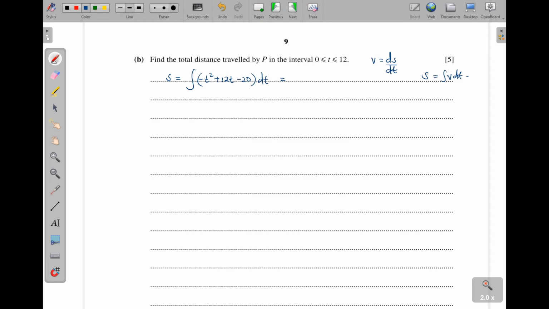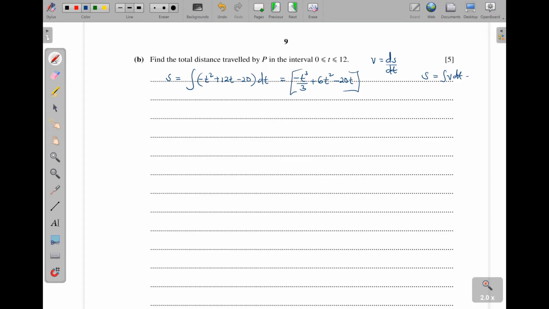So let's go back. We integrate negative t squared plus 12t minus 20 with respect to t. Increase the power by 1, divide by the new power. This will be negative t power 3 over 3 minus 12t squared over 2, that will be 6t squared. Okay, this is a plus, then minus 20t. I don't need to put a c because I'm going to have the limits.